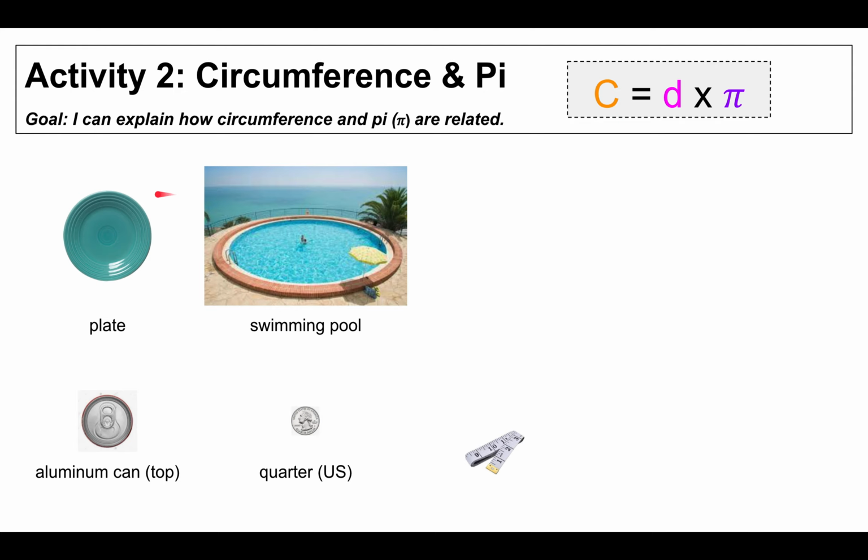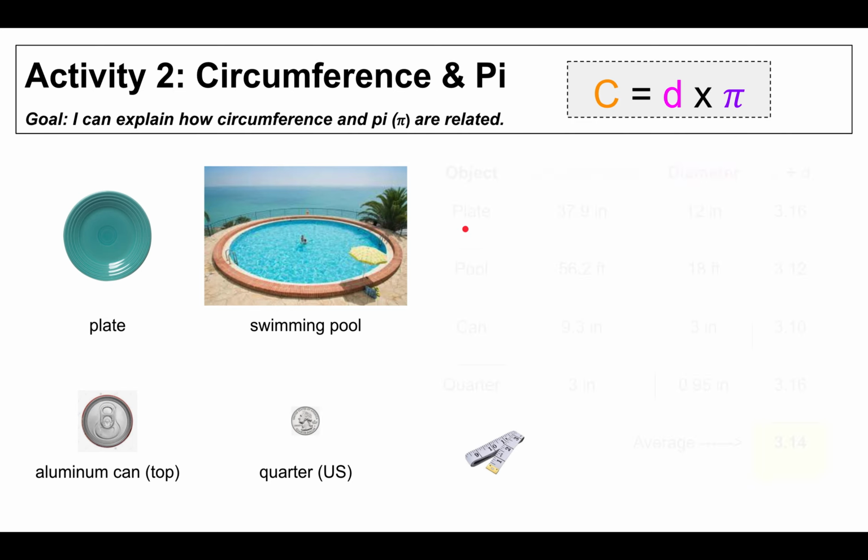So in my house, I was able to find a plate, an aluminum can, a quarter, and then we're actually cleaning my above ground pool to put it up hopefully in a month. So I was able to find the pool and the box for it as well with some measurements that I might have used. So you've got your circular objects and we need to take a few measurements.